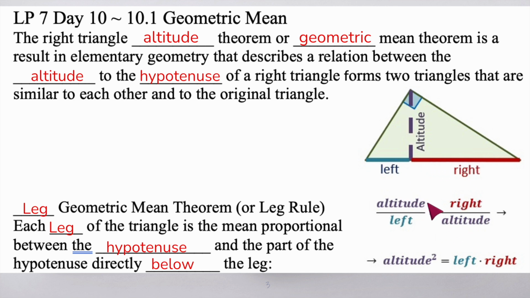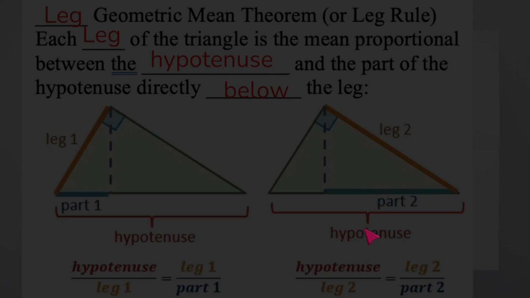And this is what's meant by geometric mean, when we have the same piece as the numerator and the denominator in the proportion. Okay, so if I cross multiply, I'd have altitude squared equals the left times the right. So I can very quickly find one of these missing pieces if I don't have the altitude, or the left side, or the right side. I need two of the three pieces in order to use this theorem.